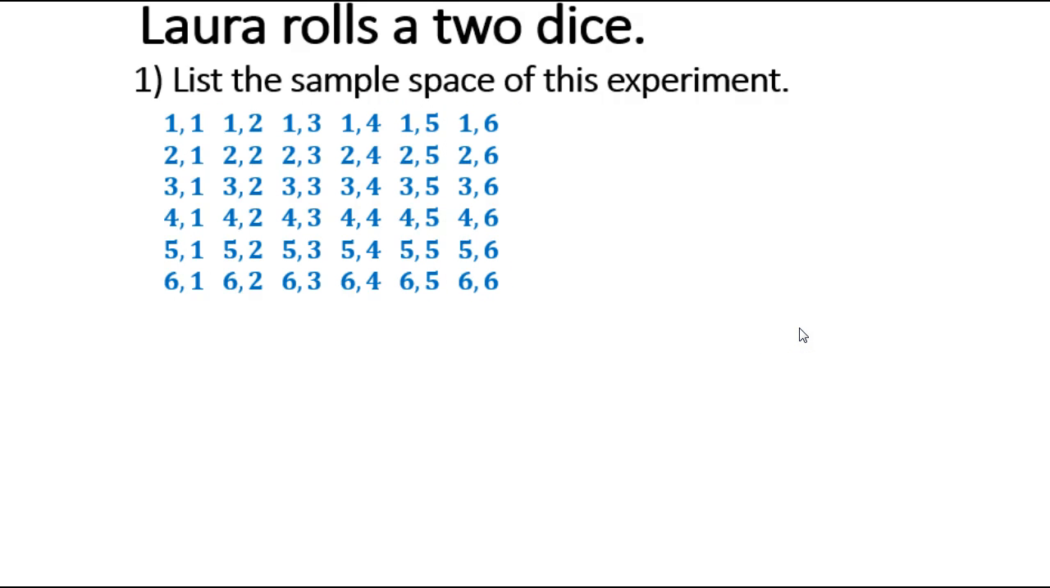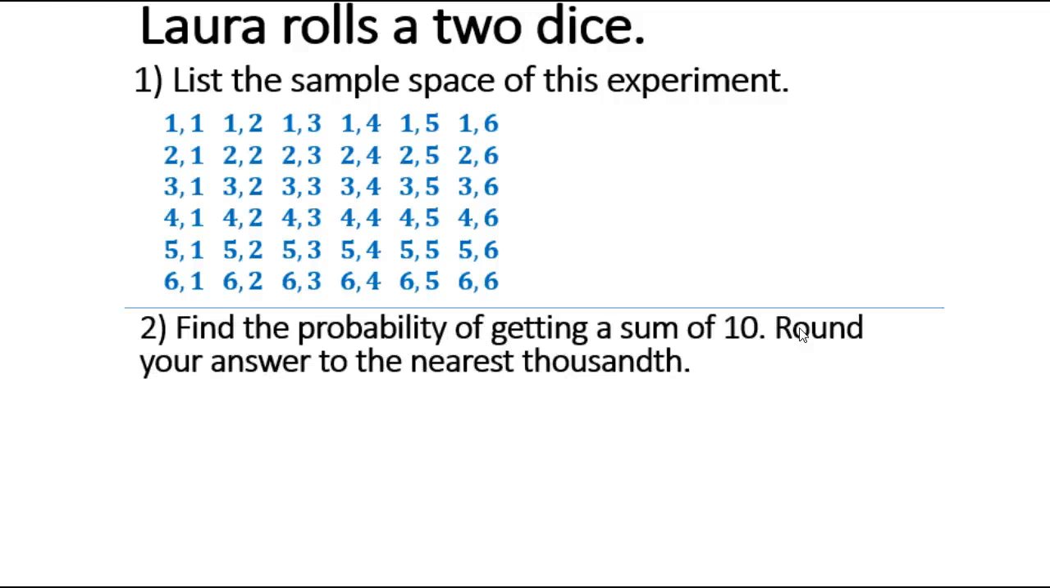Now the question asks us to find the probability of getting a sum of 10, and then we need to round our answer. A sum of 10. So if I add these two together, this is a 2 and a 1, so I add those two together. That sum is 3. That's not what I want. So I need a sum of 10. I look down here, 6 and 3 is 9. That won't work. 6 and 4, here we go. That's a 10.